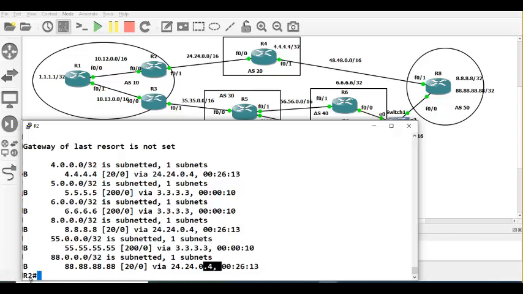Correct. Weight is locally significant. It will not be propagated to the whole AS. Sorry for repeating your words. I want to repeat it so everyone should understand what we are talking. Okay, so weight is local to the router, and weight will not be advertised to R2. Yes, please carry on. Correct.